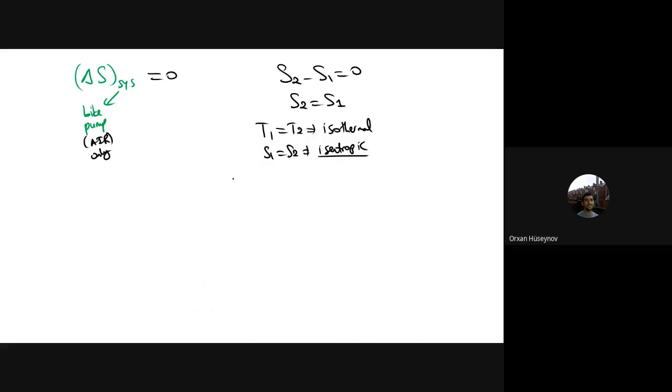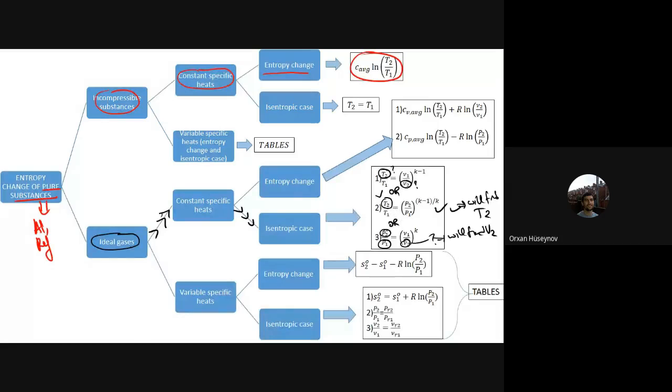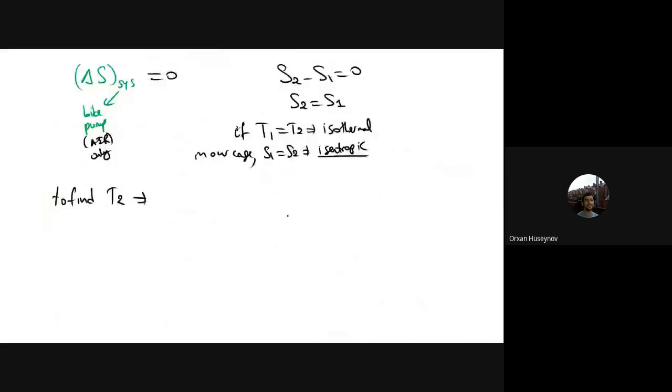So I will write the formula now to find the T2 here. You see, T2 is unknown. So this one is in our case. Let me write the formula here because I don't know it by heart. So T2 by T1 will be equal to P2 by P1 to the power of K minus 1 by K. Okay, this is the formula that I'm going to use.